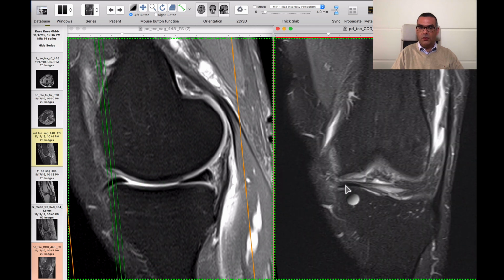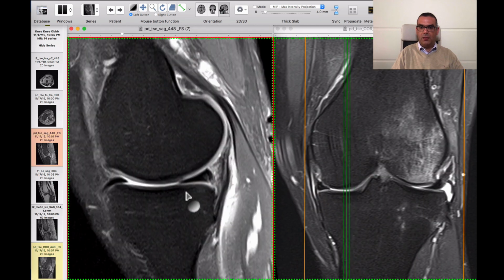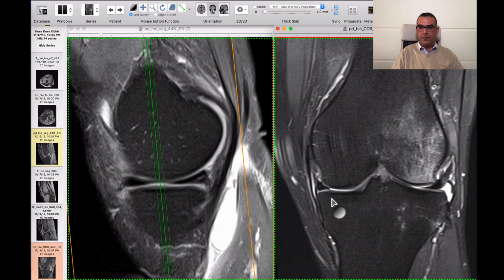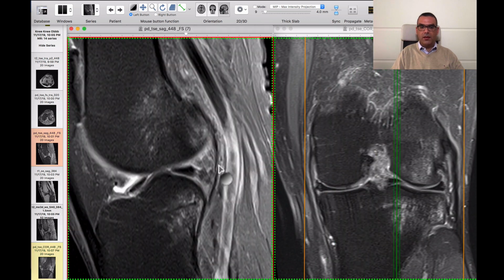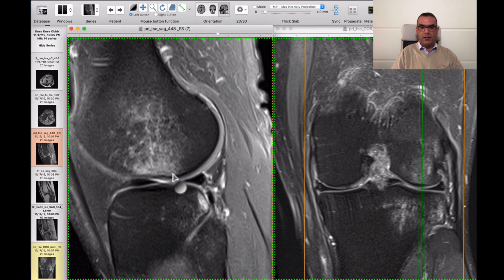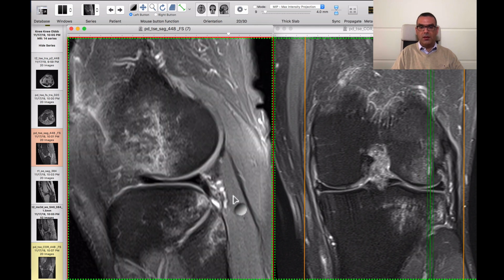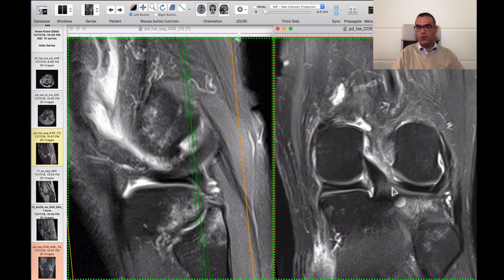So the anterior horn is good, the meniscal body is preserved, there are no amputated areas. The medial collateral ligament looks very nice. Now let's switch to the lateral side. This is, of course, the lateral meniscus, the anterior horn and the posterior horn. They both look good, and the meniscal body also looks intact. And to verify this, we will jump to the coronal.